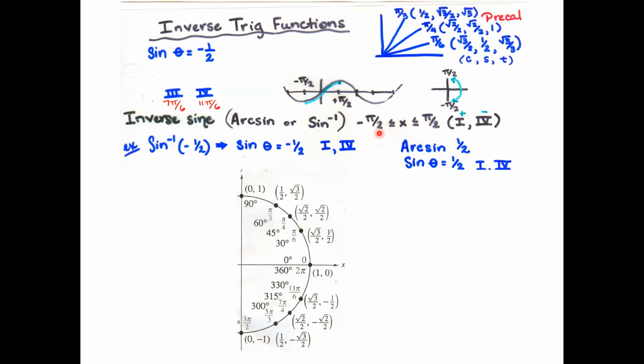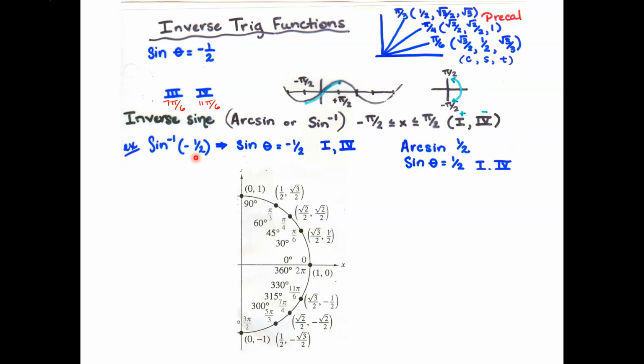Now, if you think about it, if you start at 0 and you go up pi/2, or you start at 0 and you go -pi/2 or down pi/2, that gives you the right-hand side of the unit circle, right? That would be the first and the fourth quadrant. What is sine in the first quadrant? It's positive. And what is it in the fourth quadrant? It's negative. So, if they ask me for the inverse sine of -1/2, here's what I know.